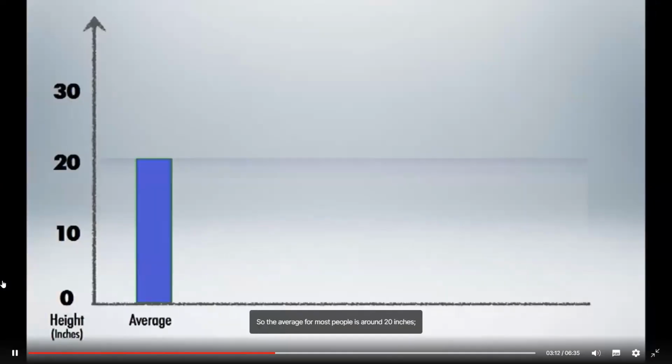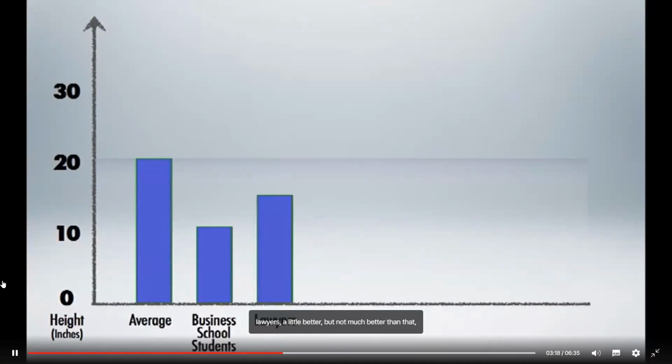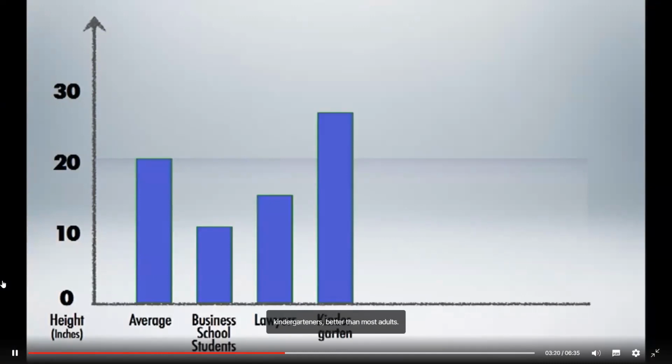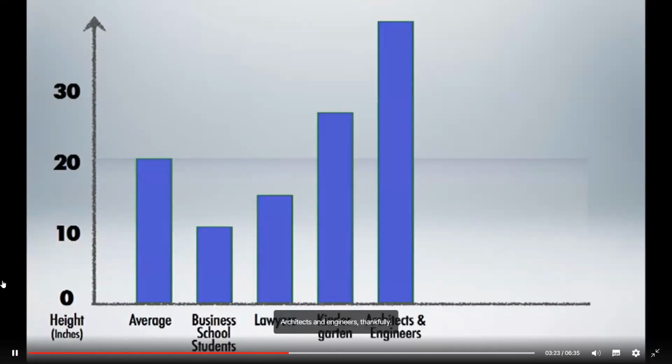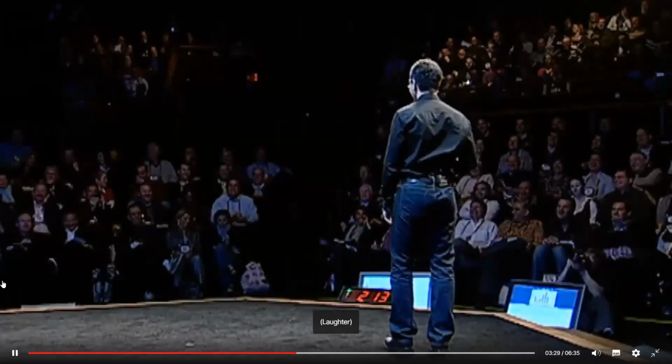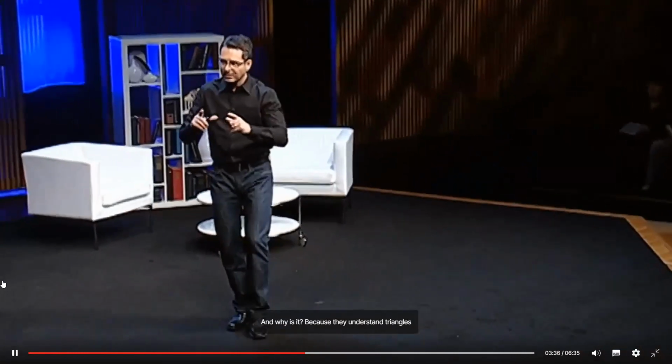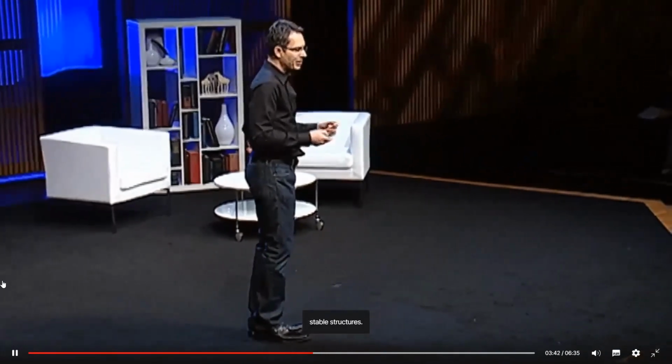So the average for most people is around 20 inches, business school students, about half of that, lawyers, a little better, but not much better than that, kindergartners, better than most adults. Who does the very best? Architects and engineers, thankfully. 39 inches is the tallest structure I've seen. And why is it? Because they understand triangles and self-reinforcing geometrical patterns are the key to building self-reinforced stable structures.